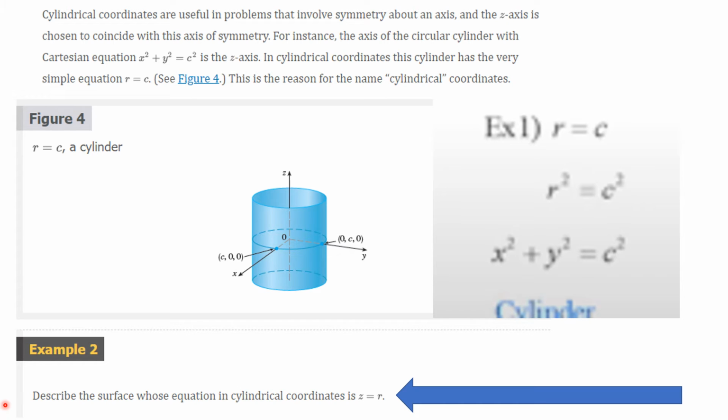We're to describe the surface whose equation in cylindrical coordinates is z equal r. You know what to do. Let's see how you did.